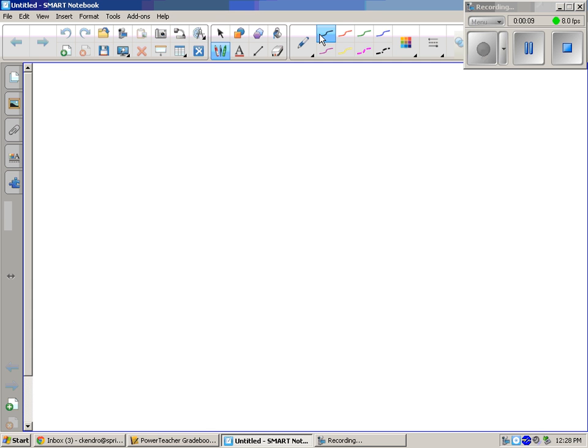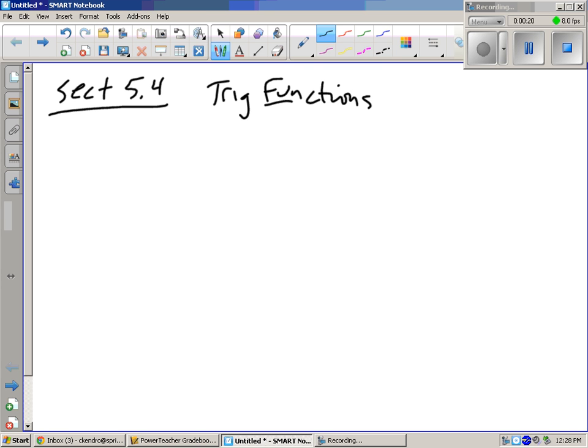We are going to do section 5.4, which has to do with trig functions of real numbers. Now, trig functions are actually cyclical. They go in cycles, and we can measure a lot of things with these trig functions, like your heartbeat or your sleep patterns or the seasons. And they all have predictable cycles. And we use trig functions to represent those cycles.